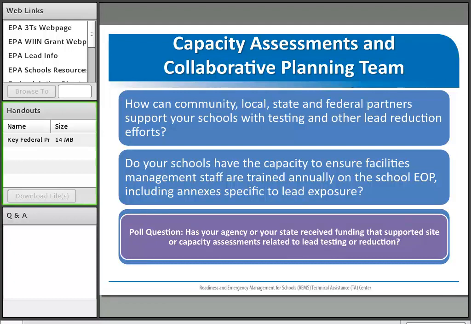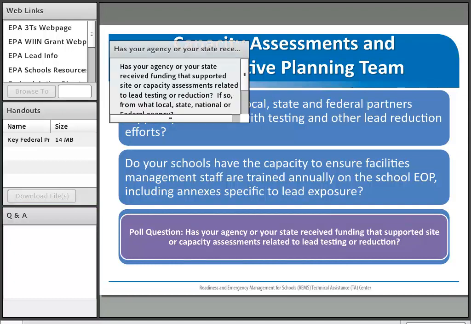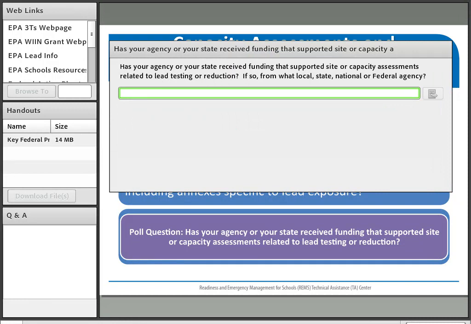So I've got one more quick poll, and then I think we can go to Q&A. So the question for everybody, if we can put that up there, is, has your agency or your state received funding that supported site or capacity assessments related to lead testing or reduction? And then if that has happened, if you know whether that's from a local, state, national, or federal agency, where the funding came from, that would be great to know.